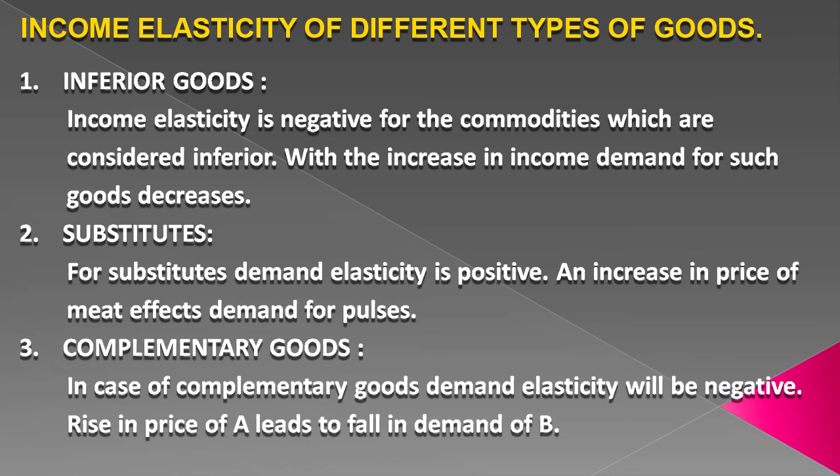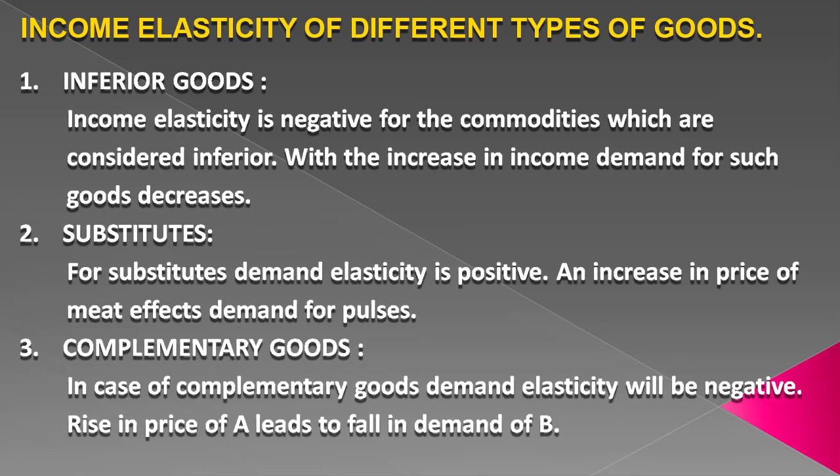Income elasticity of different types of goods. Inferior goods. Income elasticity is negative for the commodities which are considered inferior. With the increase in income, demand for such goods decreases because people start buying superior quality goods. That's why we say that income elasticity for inferior goods is negative.